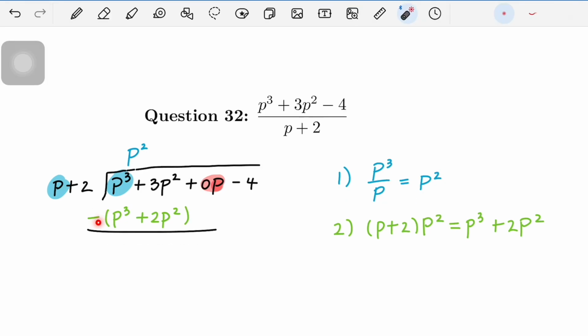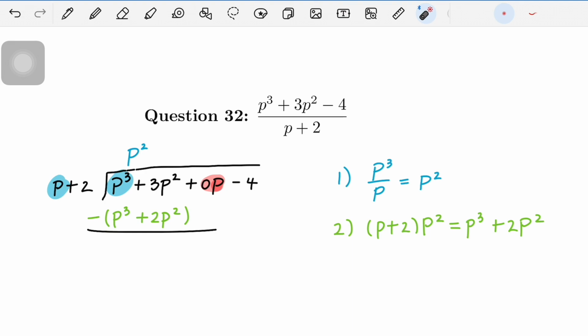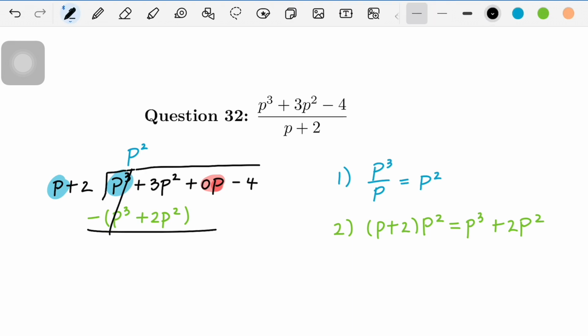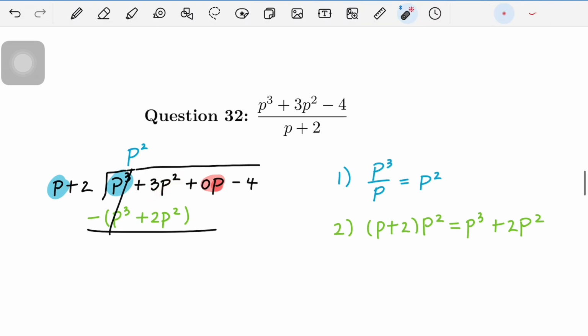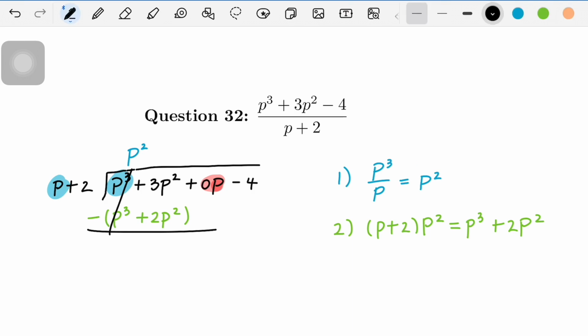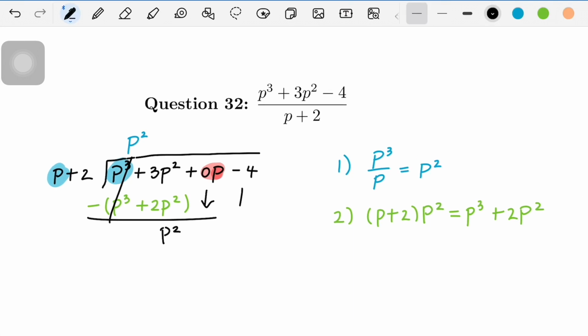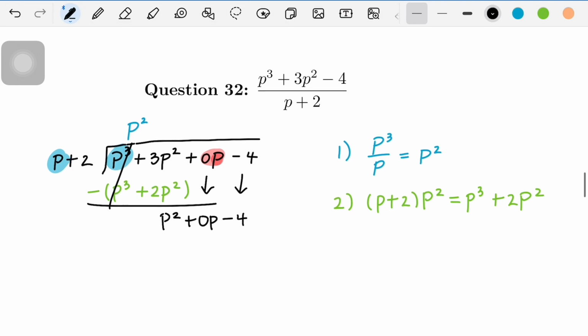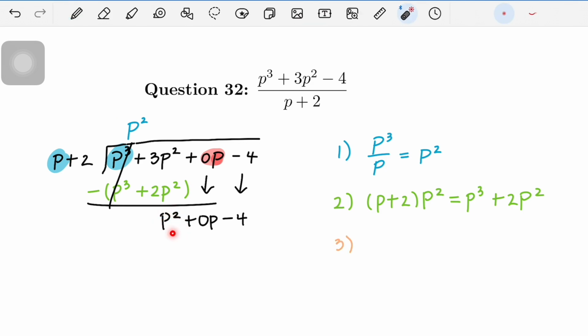So this minus sign here is going to be distributed to both terms inside of our parentheses. So we're going to have p cubed minus p cubed. So these guys will cancel here. Then we have 3p squared minus 2p squared. So this will give us p squared here. And then we're going to bring down our two remaining terms. We have plus 0p minus 4. So from here, we're just going to repeat those same steps for step 3 here. What we're going to do is divide our p squared by p here.